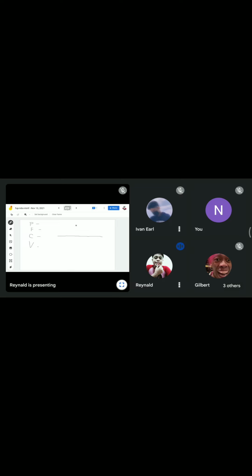So let's say this is our mirror. Can you see my screen? Okay. So in the ray tracing diagram, we have different parts. We have the principal axis. So when we say P, that is the principal axis, which is this one.